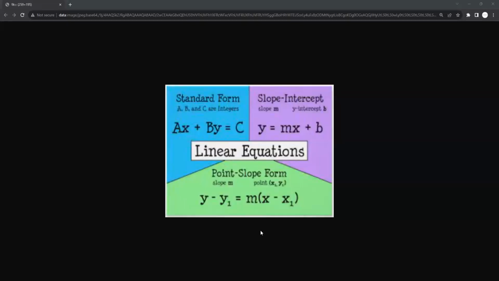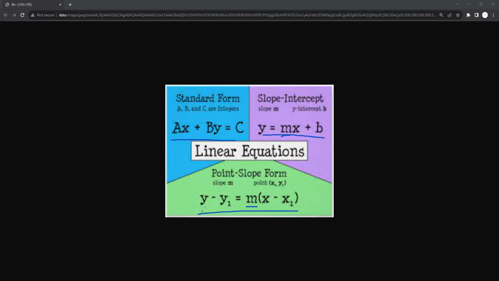So these are the different forms for graphing. Sorry if it's a little bit blurry. You should already be familiar with slope-intercept form. We know that M always stands for slope. X and Y will always be the coordinates. So we have standard form, which looks like this, slope-intercept form, and then point-slope form.